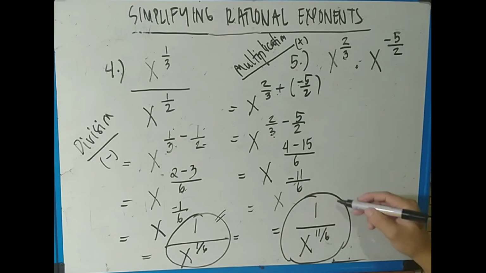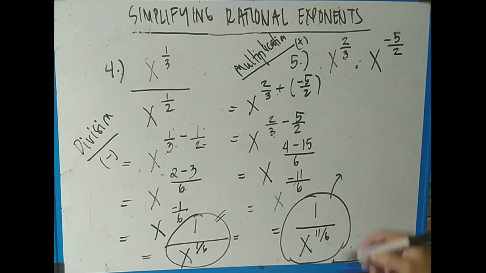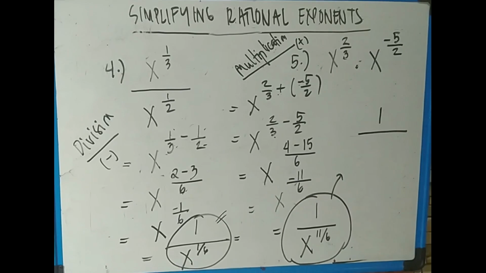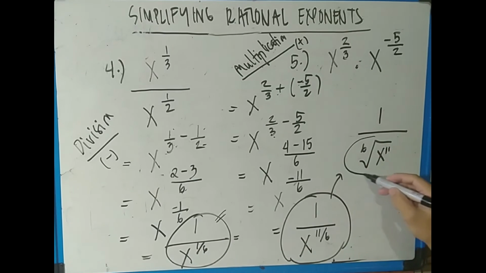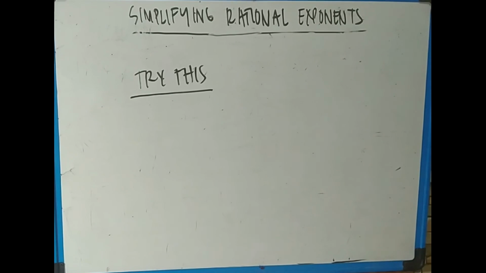Again, kung gusto mo siyang i-radical form, there's another set of solution. This becomes 1 over the 6th root of x raised to 11. And this expression below in the denominator can be simplified also. And that is to be discussed in the next video. Okay, that's it guys for the lesson of simplifying rational exponents into radical form.